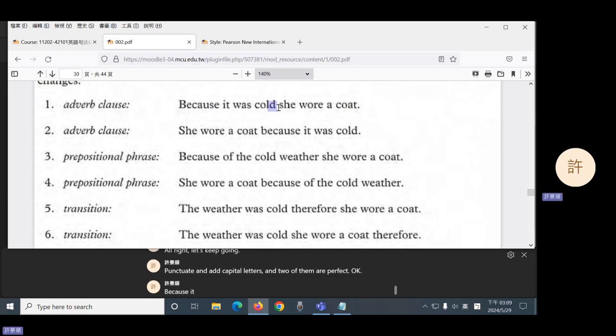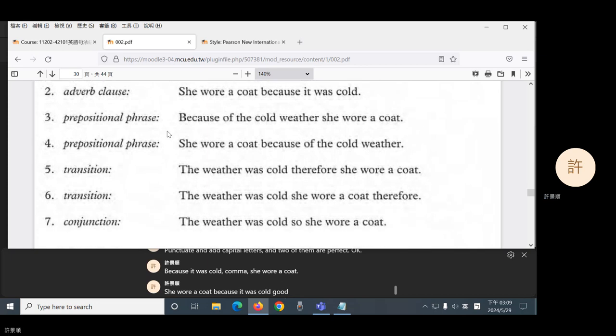Because it was cold, comma, she wore a coat. She wore a coat because it was cold. Good. Because of the cold weather, comma, she wore a coat. She wore a coat because of the cold weather.